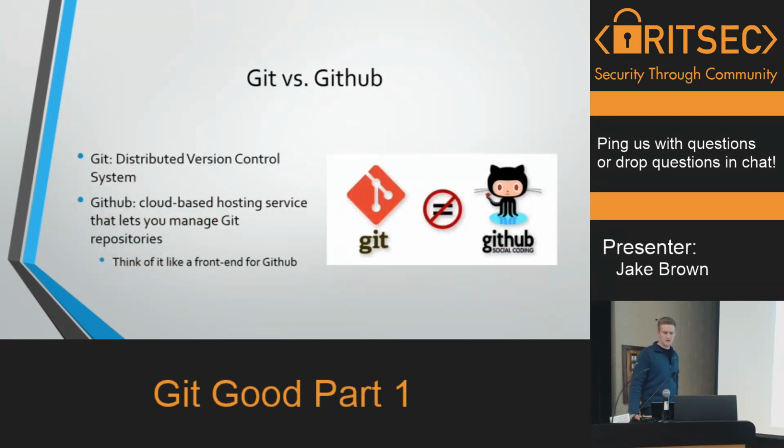Last thing I want to talk about before I leave is the difference between Git and GitHub, because you'll hear about both. Git is that distributed version control system, as I mentioned, and GitHub is a cloud-based hosting service that lets you manage Git repositories. Think of it like a front end for Git. Just a quick primer on that.